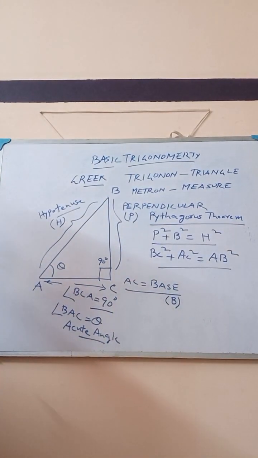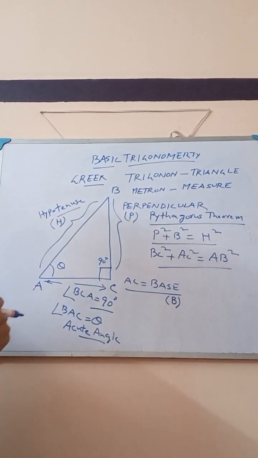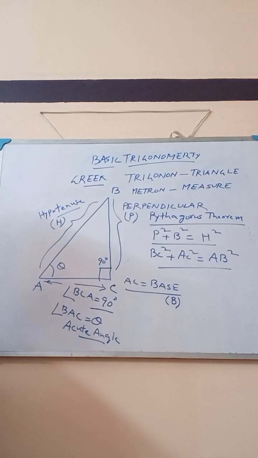Okay. Now, we will learn about 6 trigonometric ratios of an angle theta.